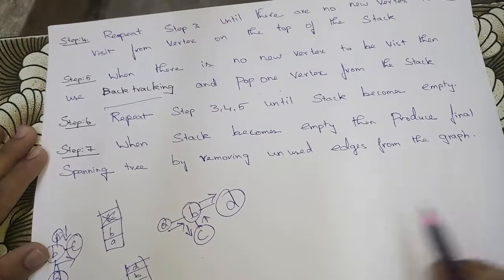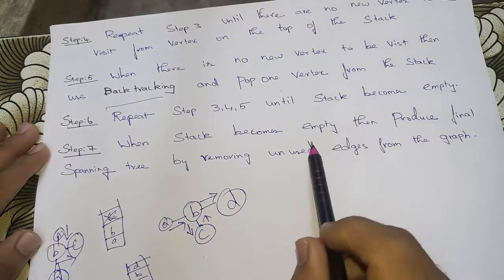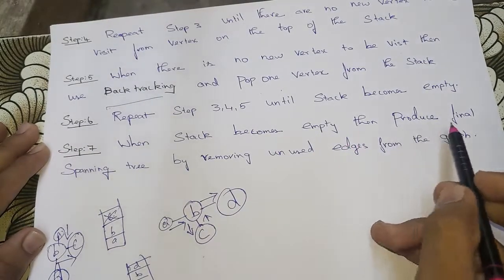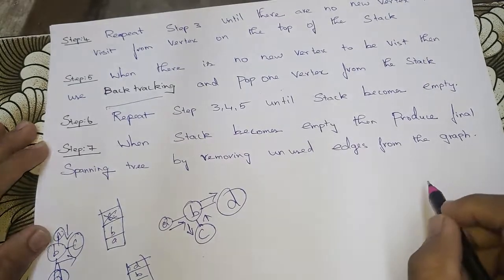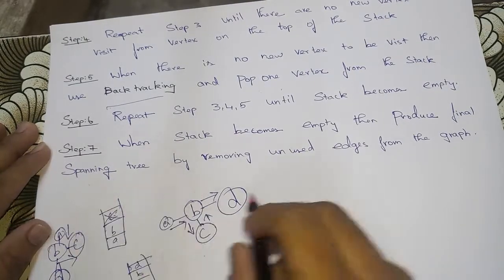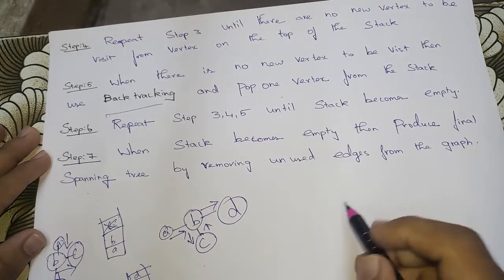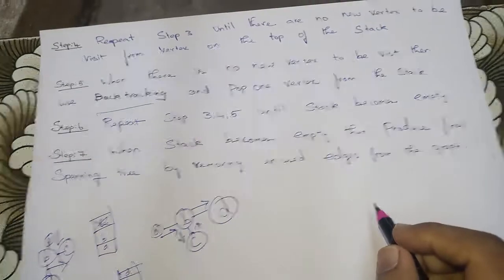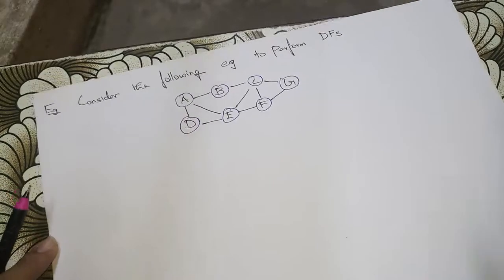Step 6. Repeat steps 3, 4, 5 until the stack becomes empty. When the stack becomes empty, produce the final spanning tree by removing unused edges from the graph. We know that a spanning tree means a non-looped graph. It will produce a final structure. Let me show you an example.